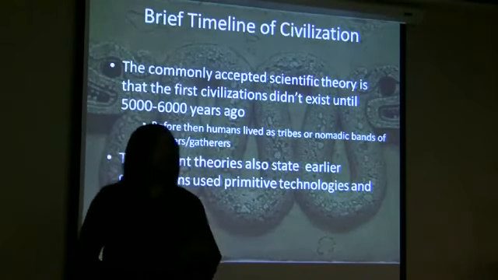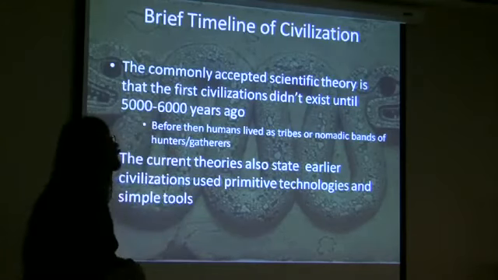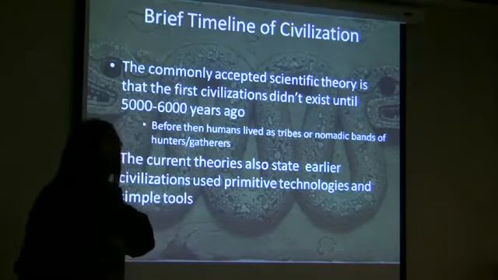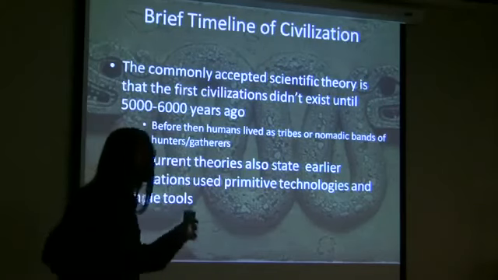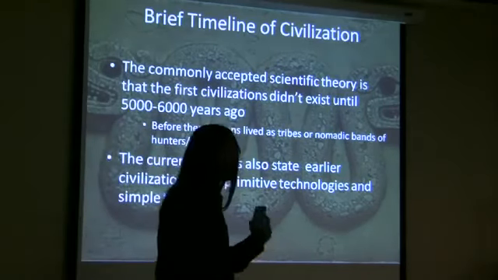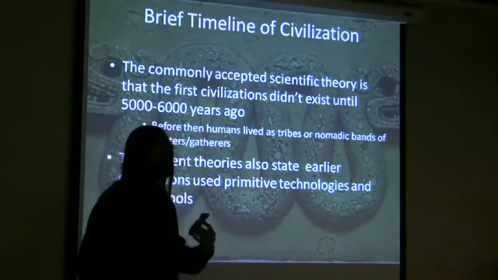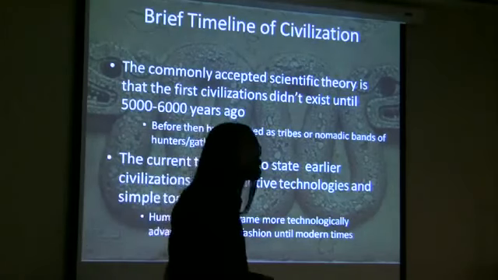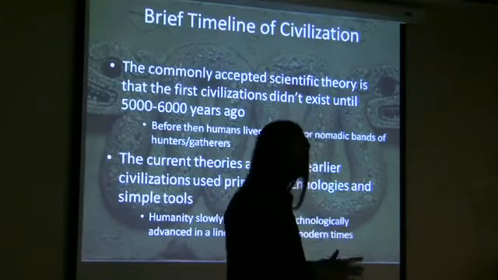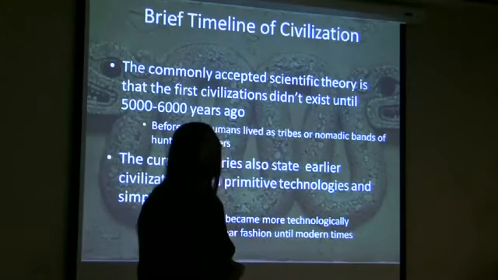Another interesting thing when we look at the history of humanity, the current theories that we have also state that when we go back 6, 7, 8, 9, 10,000 years ago, we see a very primitive humanity. We see primitive technologies and simple tools. The idea being that humanity slowly became more technologically advanced in a linear fashion until modern times.